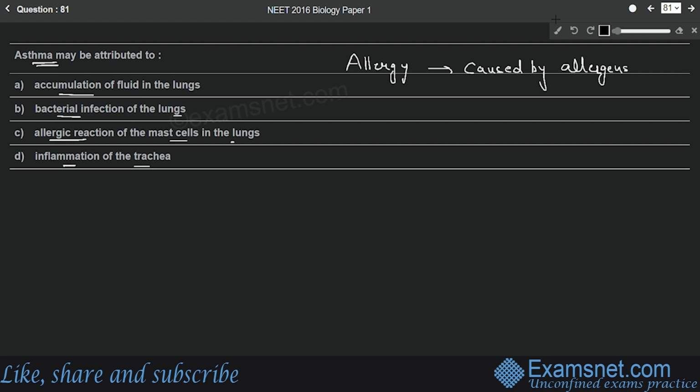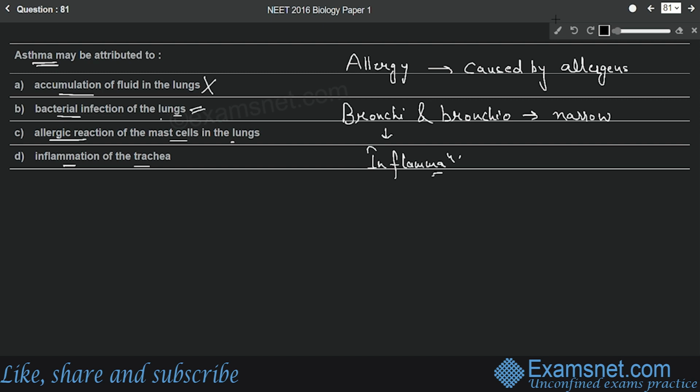Now what happens during asthma? The bronchi and bronchioles of the lungs become narrow because of inflammation. So now let's see the options. In the first option, it is given that asthma is attributed to accumulation of fluid in the lungs. This is not true. Then the second one is bacterial infection of the lungs. This can be true, because bacteria can also act as an allergen.